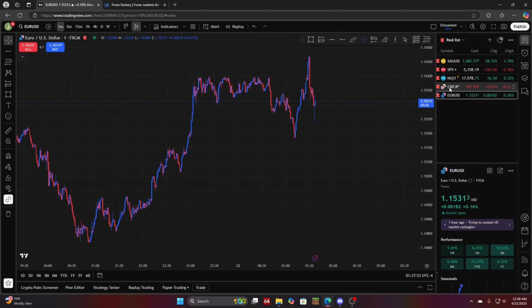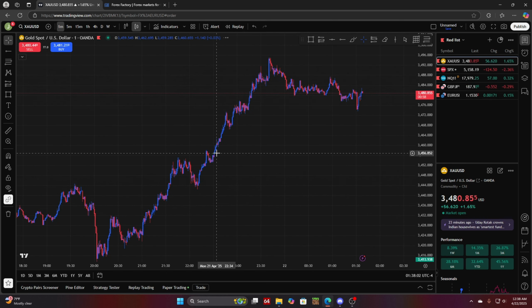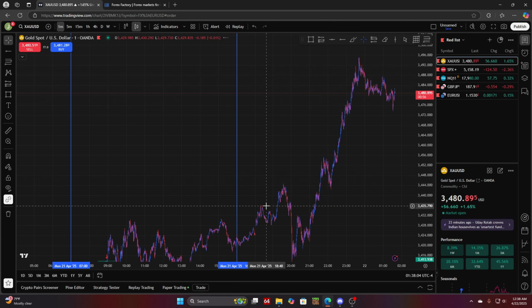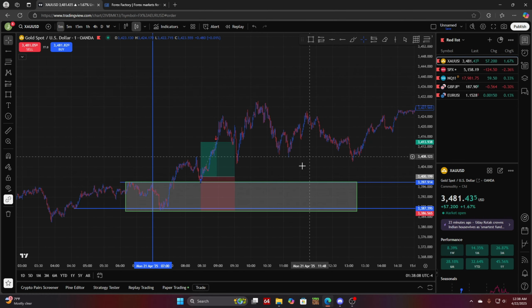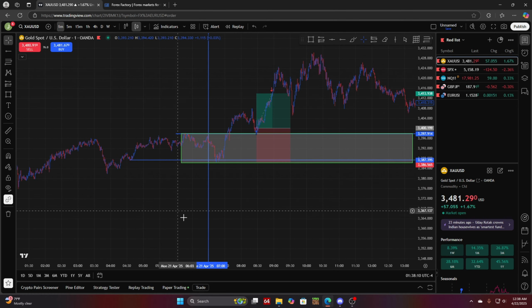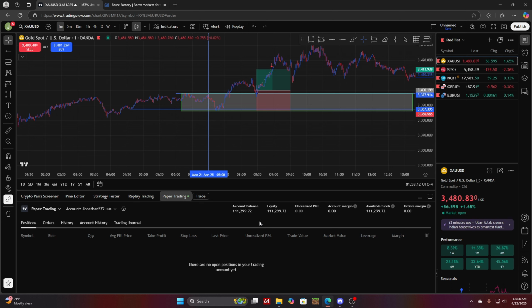Today I didn't trade or pay attention to GJ, nor Euro USD. I was just paying attention to these three, and I honestly just went with gold. Why? Because I have more experience in gold. I feel more at home. You feel me? But yeah, this is the trade that I took, which you can see on my paper trade.